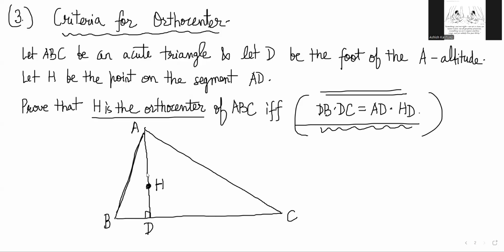I hope everyone understands that it is easy to prove, because we can find AH is 2R cos A, and many things we can find, right? AD is C sin B, BD is C cos B, and CD is B cos C. So by simple trigonometry, you can prove whether those two sides are equal or not. You can check and do it. But the main idea is to try to prove the opposite. If this condition is true, you have to prove that H is the orthocenter.